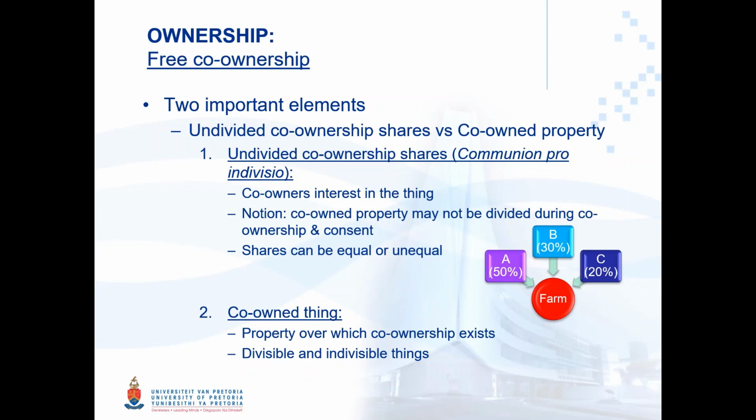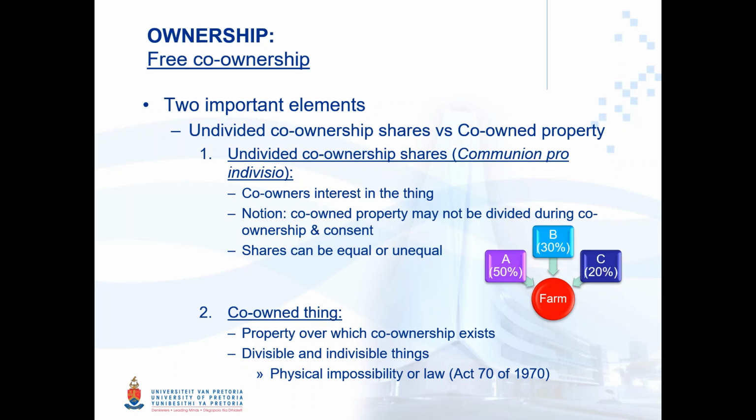Regarding the co-owned property or co-owned thing, the co-owned thing refers to the property over which the co-owners have co-ownership shares. Things that can be owned by the co-owners can be divisible or indivisible. The divisibility of things in the context of ownership becomes important when considering the termination of co-ownership. We will look at this when we get to co-ownership remedies. Please refer back to your self-study notes on the classification of things according to their divisibility and indivisibility.